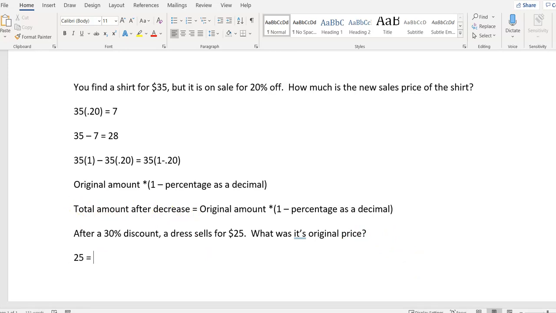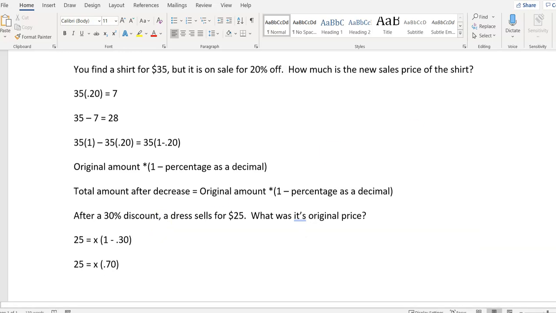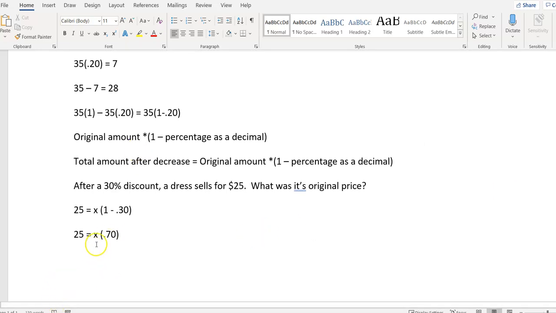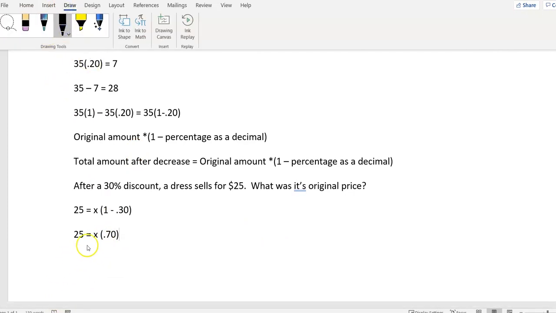We'll have 25 equals. The original amount is what we don't know. So let's just call it X. And then 1 minus our percentage as a decimal. Our discount was 30%. Change that into a decimal. It's 0.30. So we've got 25 equals X times 0.70. And then let's just use our normal solving of an equation. We've got 0.70 times X. To get rid of something being multiplied by X, let's divide it out. So we'll divide by 0.70 on both sides.